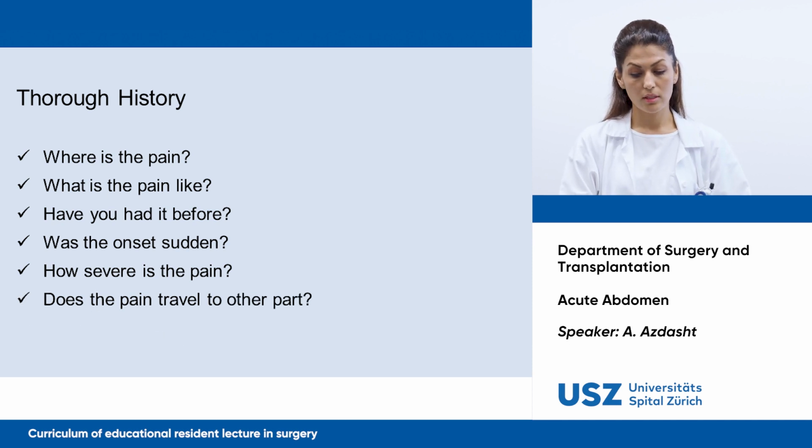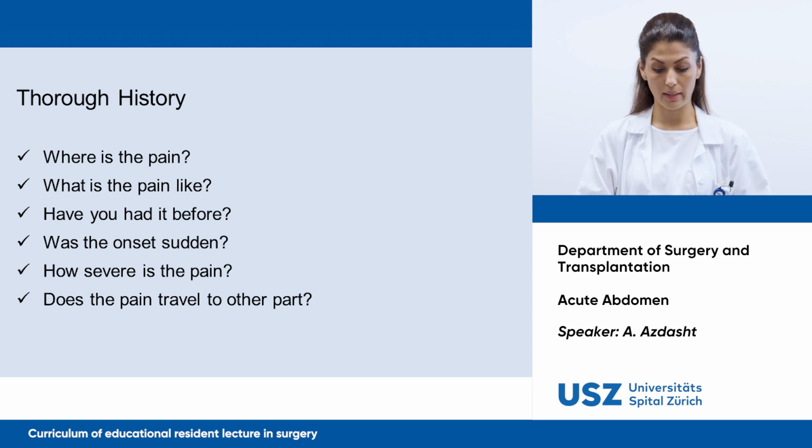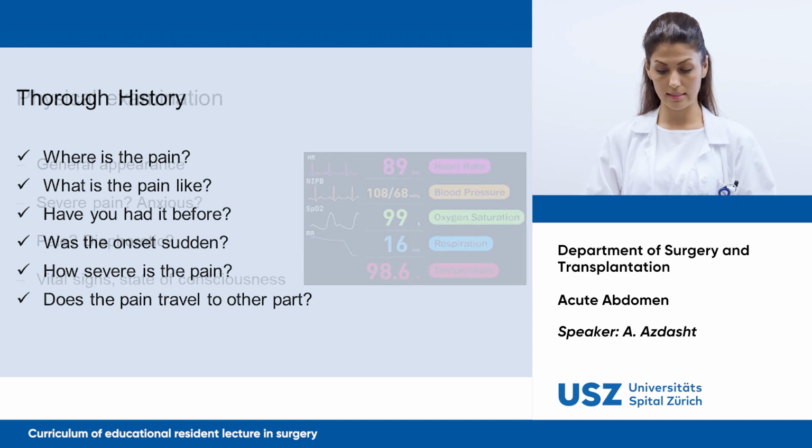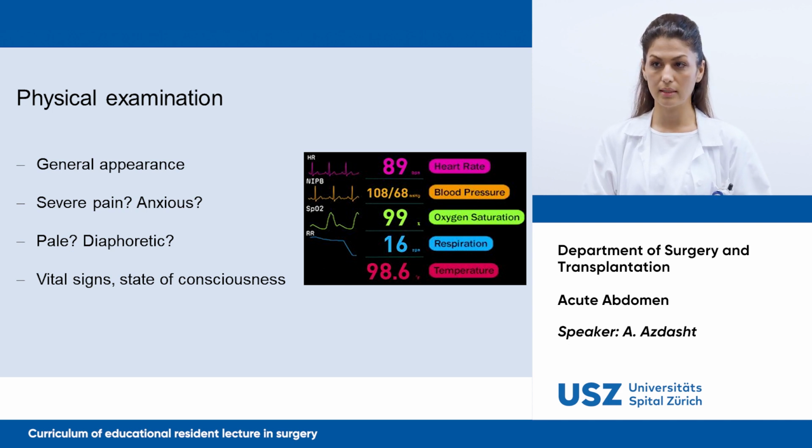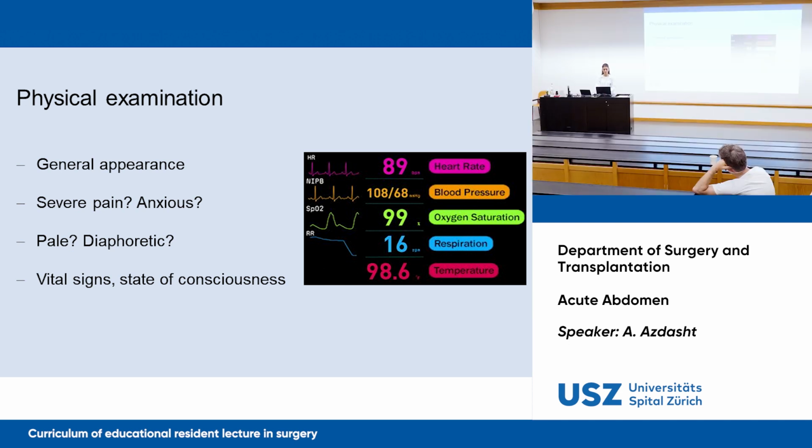So now, you did a thorough anamnesis of the abdominal pain, and now you can move on to your physical examination. And this should start with the general glimpse at the patient. Is your patient in severe pain? Is your patient anxious? Is he or she pale or diaphoretic, meaning sweating? And here you have to watch out, especially in elderly patients, as they often do not show any signs of severe abdominal pain. They rather present themselves already in a shock situation. So also check for the vital signs and also the state of consciousness.